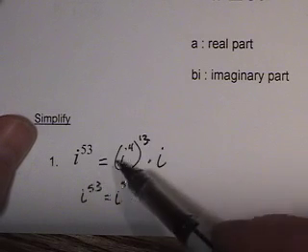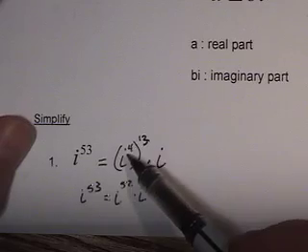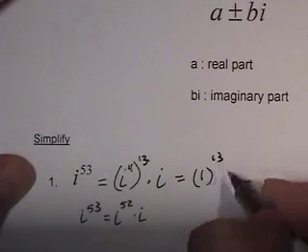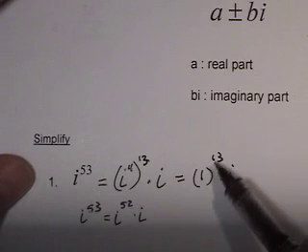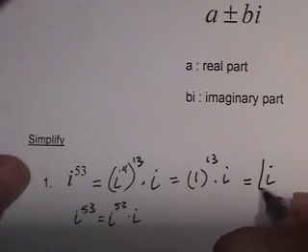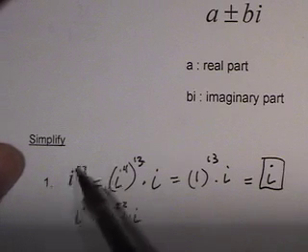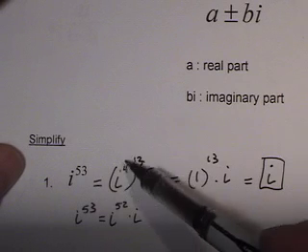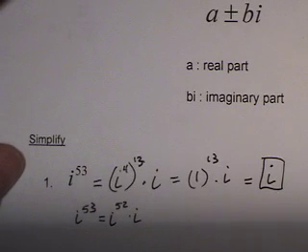Okay, but I don't want to do that. I want it in the split up form. Because what is i to the fourth? Well, if you look back, i to the fourth is just 1. So this is really 1 to the 13th power times i. And 1 raised to anything is just 1. So this is simply i. So i to the 53rd is just i. Okay, so find out how many i to the fourth there are, and then you can get rid of all those.